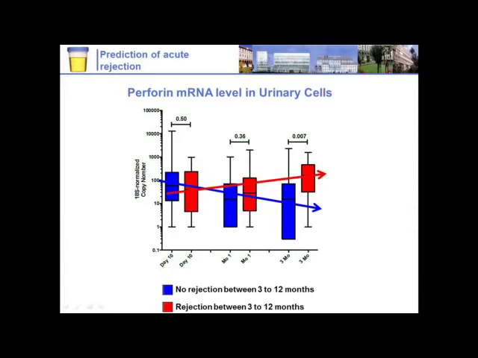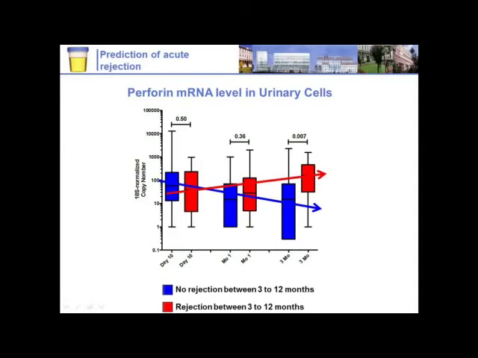You can see two groups here: patients who will present rejection between 3 and 12 months, so afterwards, and patients who will not present any type of rejection between 3 and 12 months. What you can see here is that in the two groups, perforin was similar at 10 days post-transplantation. There was a trend at 1 month, but there was a significant difference at 3 months.